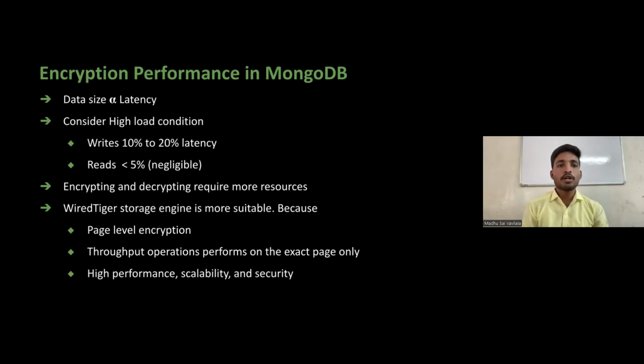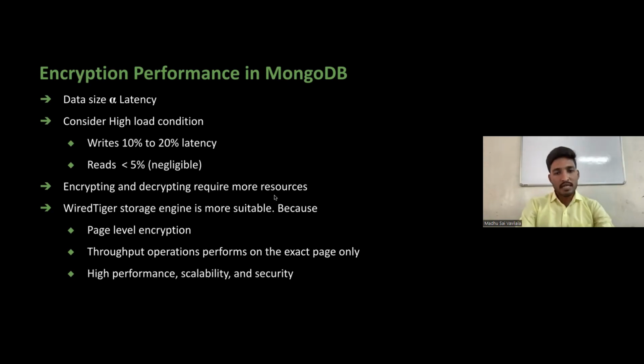Encryption performance in MongoDB: we can expect some latency. Here the data size is directly proportional to the latency. Under high load conditions, write operations get 10% to 20% latency, and reads get less than 5% latency, which is negligible. But these statistics are for default purposes; based on the organization's data, it may vary with a higher percentage.